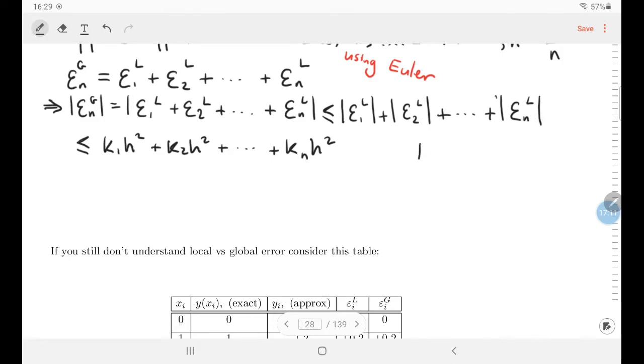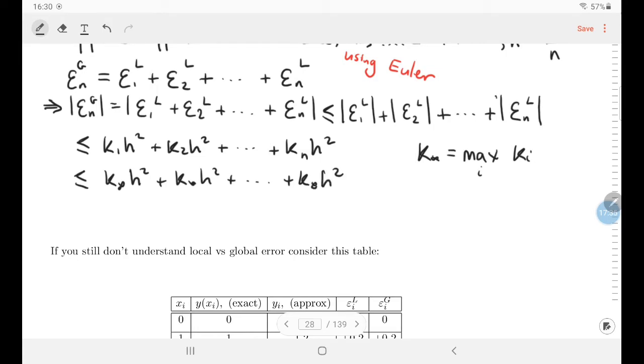Now take k star to be the biggest of these k's, so the max of the ki's. Then all of these individually are less than k star h squared plus k star h squared plus and so on, plus k star h squared, and there's n of them.